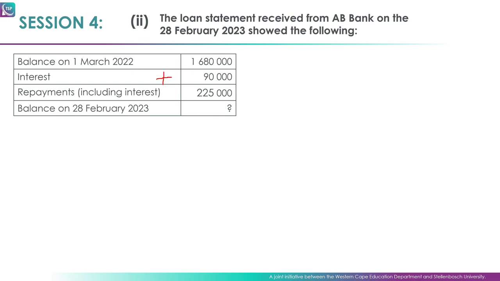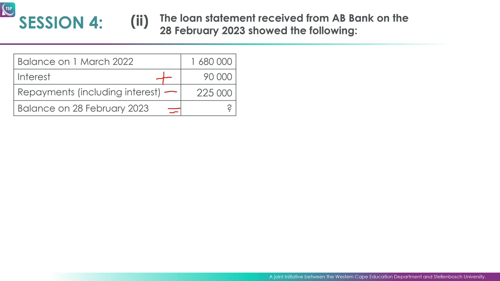We also have a repayment, which includes the interest amount. So we are going to try and pay back the loan amount. And we are repaying about 225,000 Rand. And I'm sure you understand that a repayment means that we are going to minus the 225,000 Rand. So if you're working downwards, it's plus the 90 minus the 225, that will actually give us our closing figure at the end of the year.